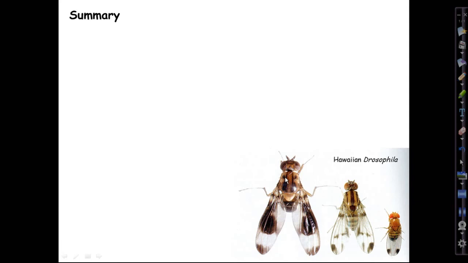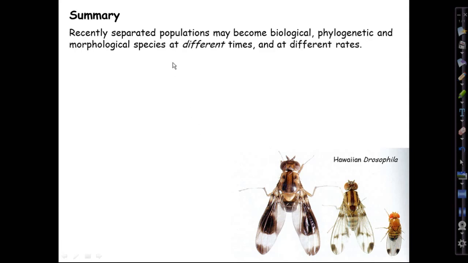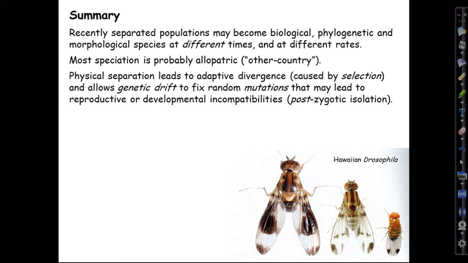Who knows? So, our summary. Recently separated populations may become biological, phylogenetic, and morphological species at different times and at different rates. Most speciation is probably allopatric just because that's the easiest pattern, and vicariant events happen all the time due to migration, due to changes in the habitat, due to the formation of mountain ranges. All sorts of things happen to split populations into pieces that are not, as it happens, experiencing a lot of gene flow for a while, and that gives them a chance then to diverge from each other.